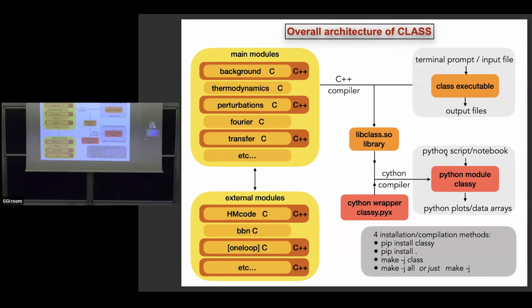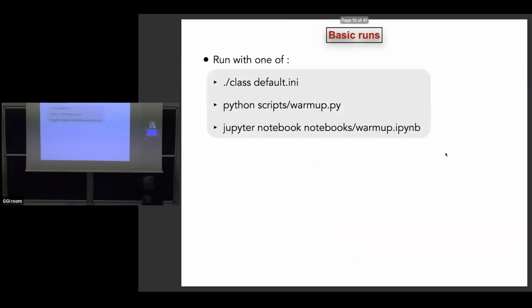Okay, assuming that you have installed the code and that you have never used it, the minimum you need to know is that if you want to do an old school run of the C code, you go to your directory, you stay in your terminal, and you run ./class with the name of an input file. And when you download class, you download it with this monster file called explanatory.ini, which I recommend never to change.